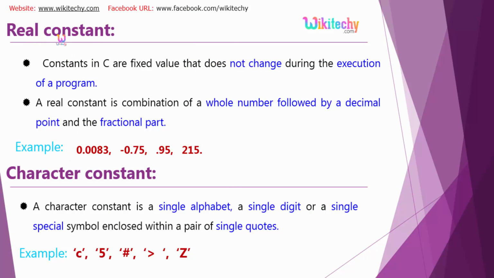Over here is the real constant. So constants in C are fixed values that do not change during the execution, and a real constant is a combination of whole numbers followed by a decimal point and a fractional part. Whereas the character constant is a single alphabet, single digit, or a single special symbol enclosed within a pair of single quotes. That's called character constant.